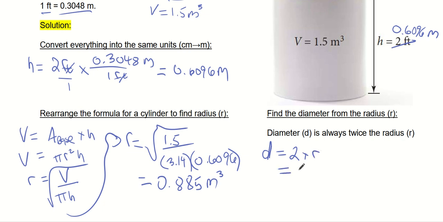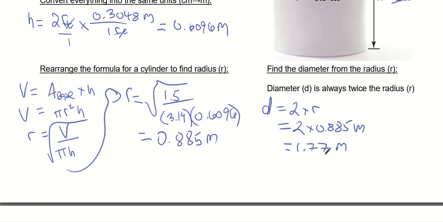So in that sense, it'll be 2 times 0.885. Oh wait, hold on. This is not gonna be cubed. This is a mistake right here. Let me get my eraser, because radius is not a volume. Radius is just a length, so it's just meters. Sorry. And then if you multiply this, you will get 1.77 meters.